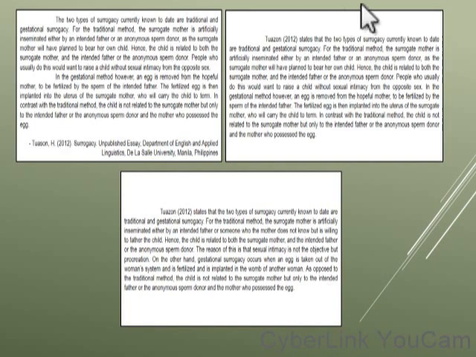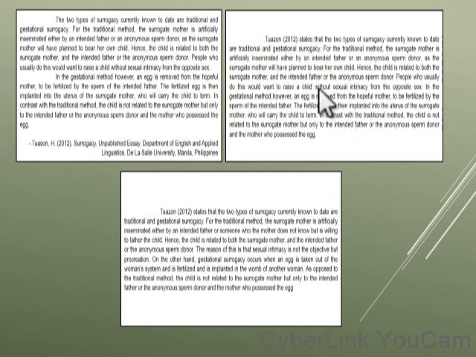Second one. Here, the second text or second example. This is an example of word-for-word plagiarism of the text. Notice that the writer simply cites the author but copies the whole text verbatim. Look, the source is Mr. Tuasan in 2012.